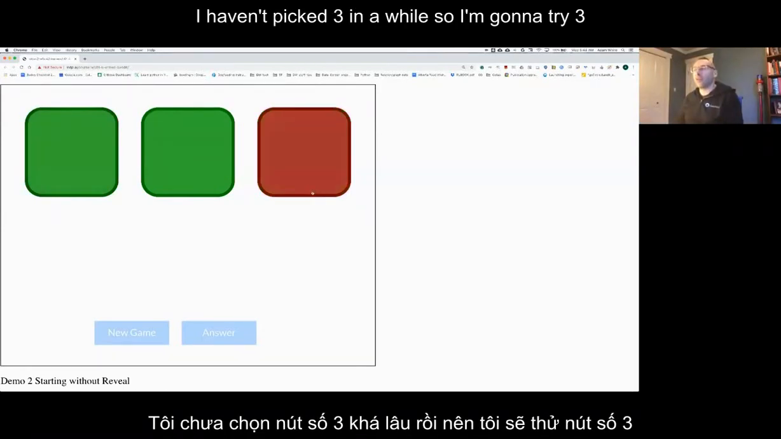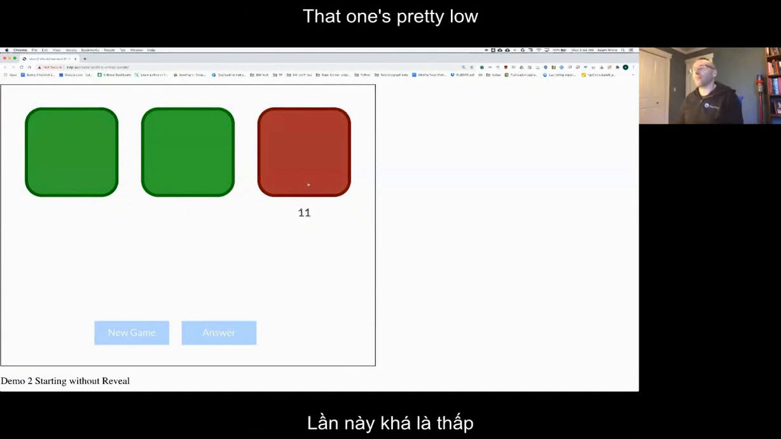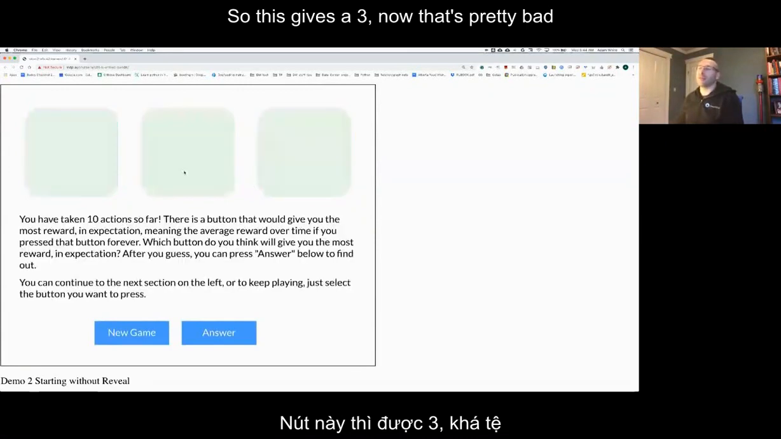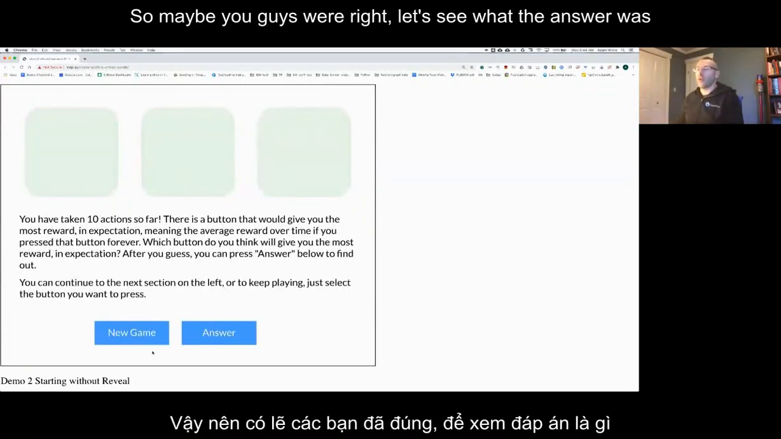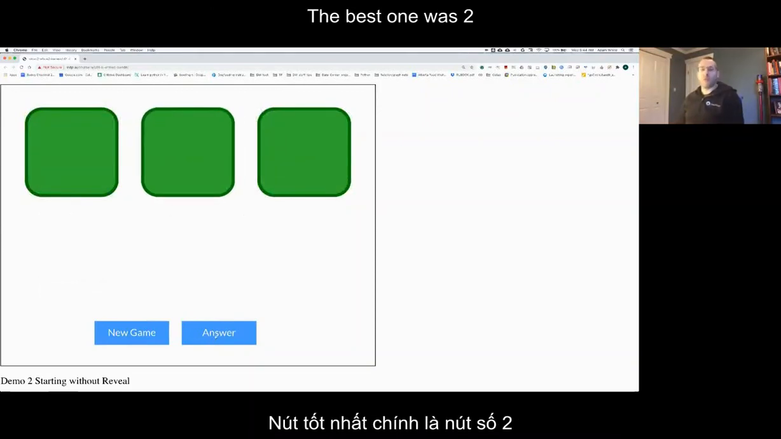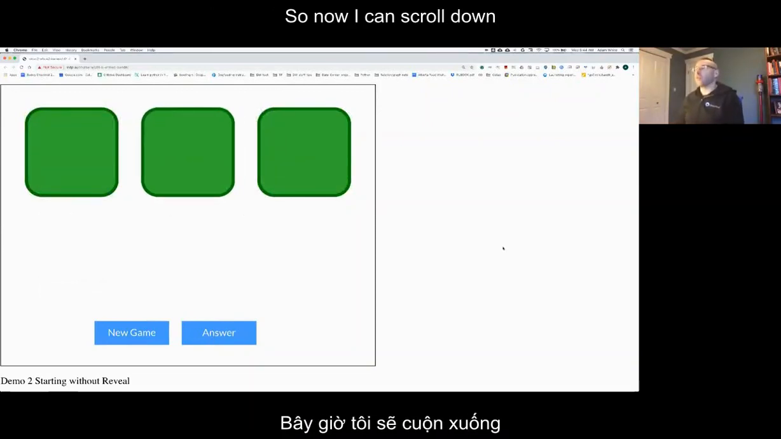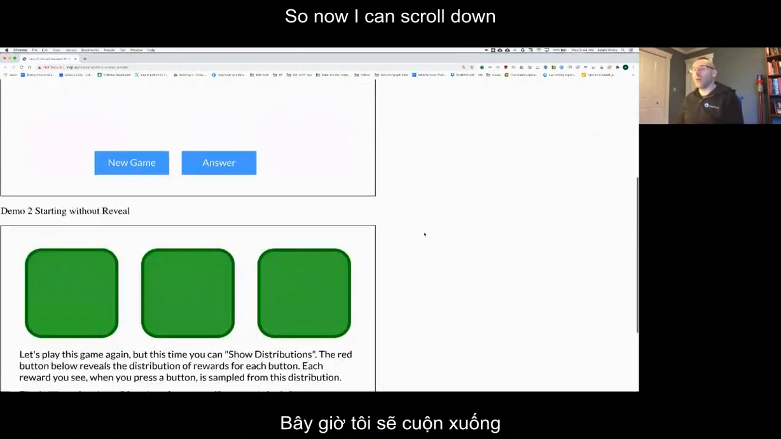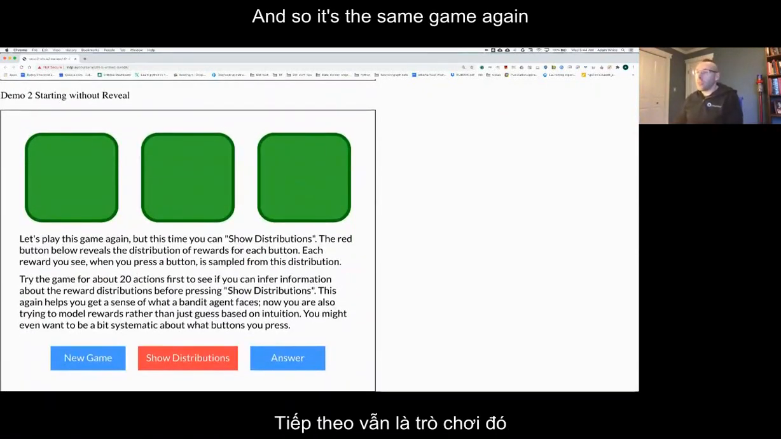But I haven't picked 3 in a while, so I'm going to try 3. That one's pretty low. So this gives a 3. Now that's pretty bad. So maybe you guys are right. Let's see what the answer was. The best one was 2, so you guys are totally right. So now I can scroll down, hopefully. Yeah, and so it's the same game again.